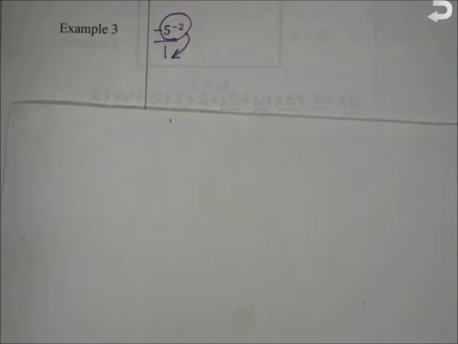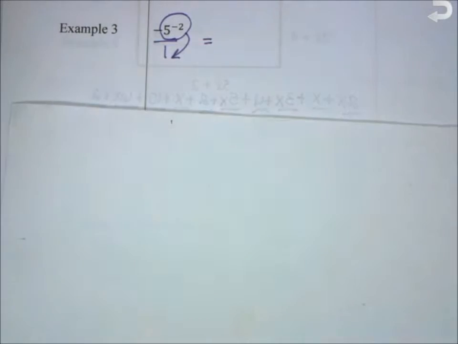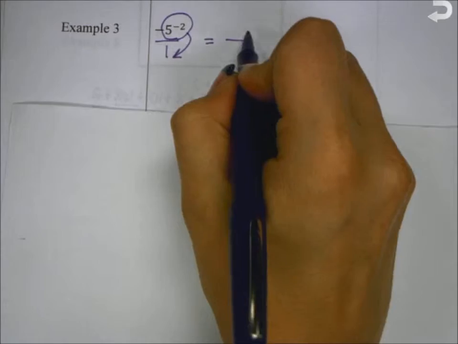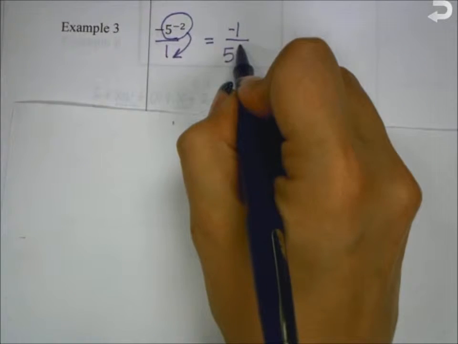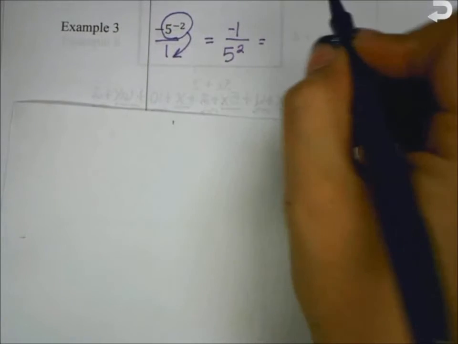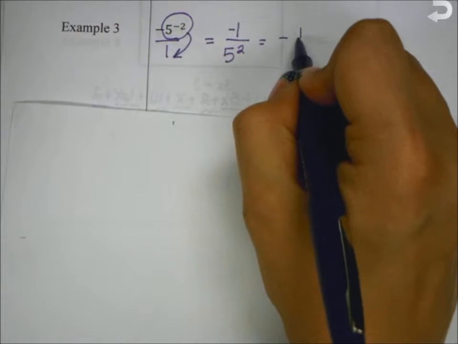So who's living upstairs? Negative 1. And who's living down? 5 squared. You guys know what 5 squared is, right? 25. So our answer would be negative 1 over 25.